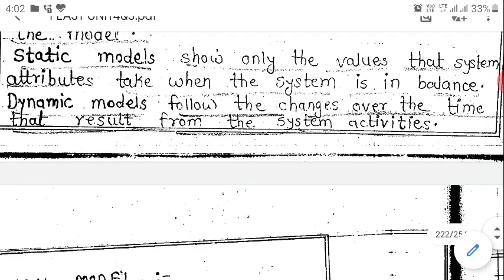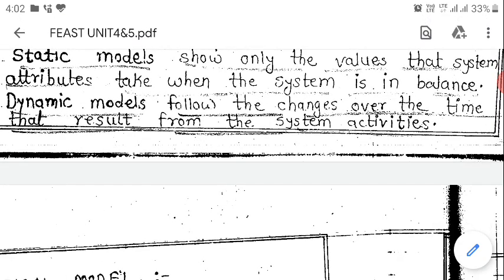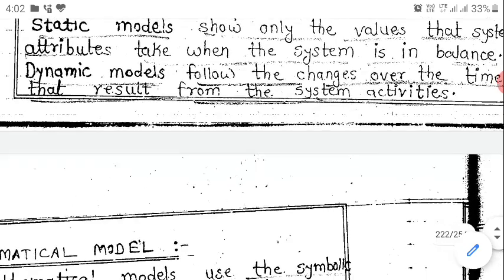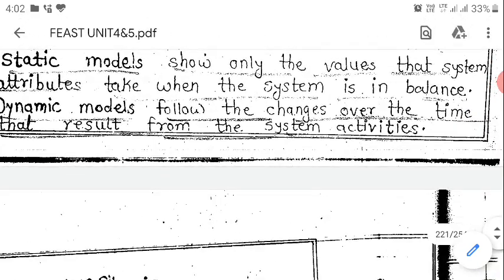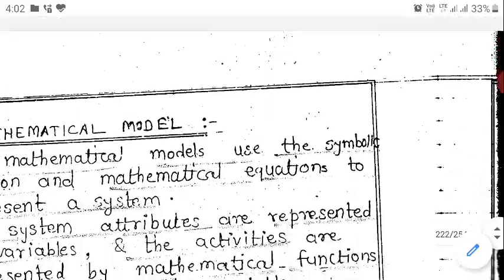And if there are some changes over time, such as velocity or anything, that is, there are moving parts in the model and it is changing its position or anything that changes the characteristics of the model with time, and that results from the system activities, then it is called a dynamic model.